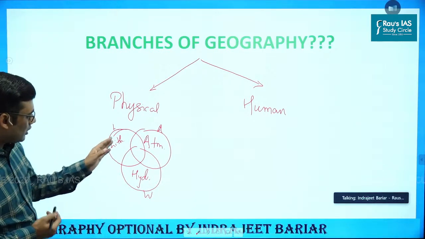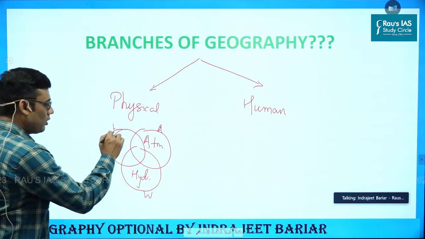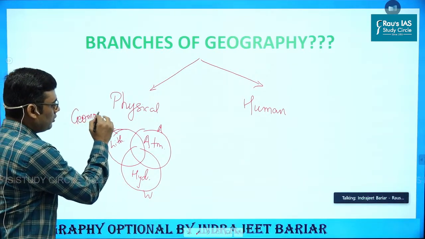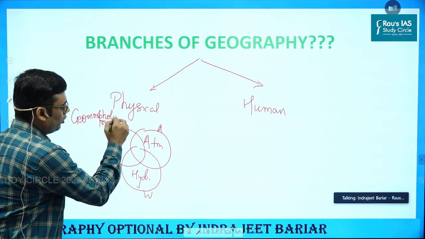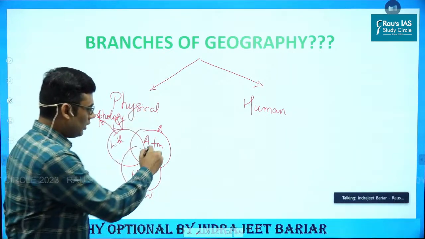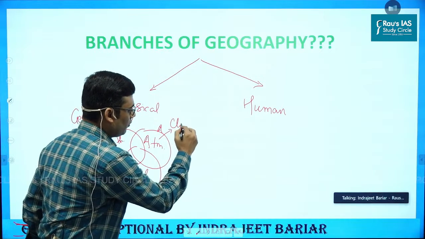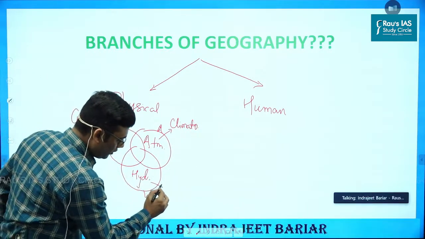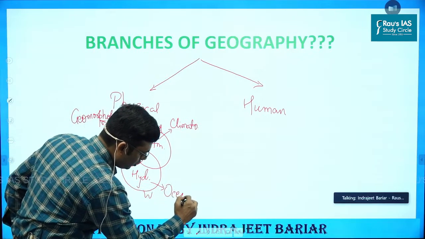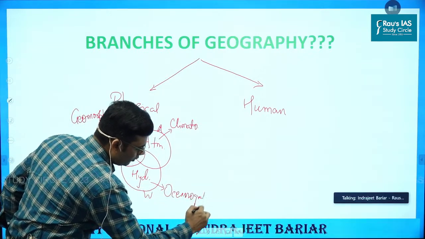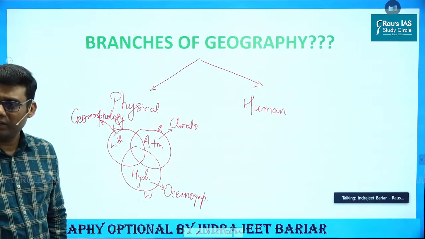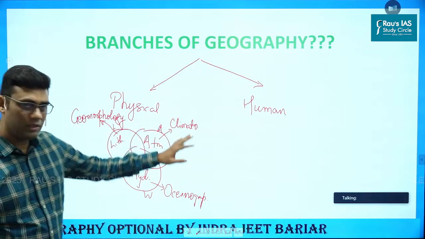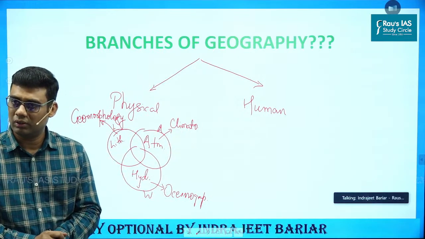So let's say, for example, when you study the lithosphere, the study of lithosphere is what we call geomorphology. Similarly, the study of atmosphere is what we call climatology, and the study of hydrosphere is what we call oceanography. So broadly, very easily from this diagram, identify these three aspects.